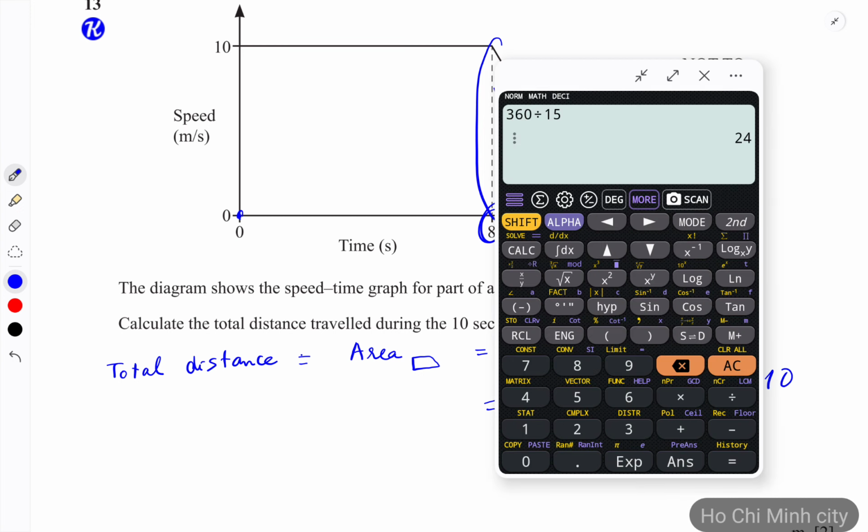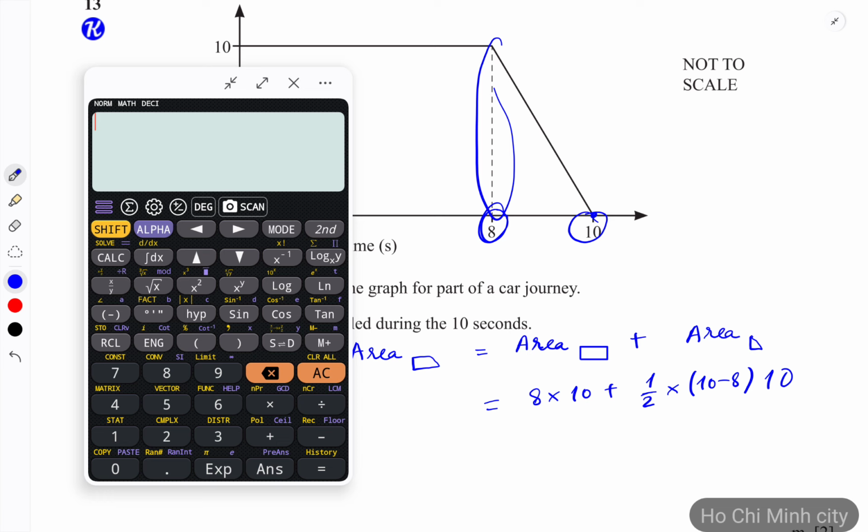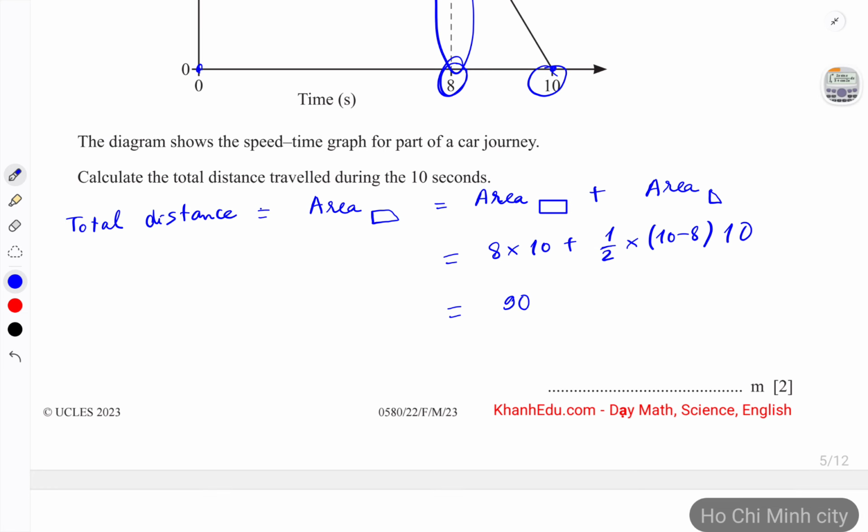All right, so input those into the calculator. We have 80 plus 0.5, which is 1 over 2, times 2 times 10. And we have the answer is 90. All right, so remember the unit is meters, 90 meters.